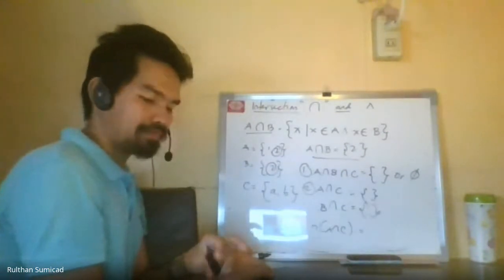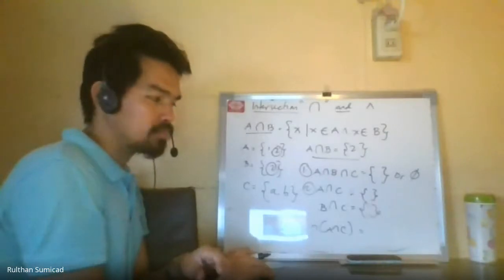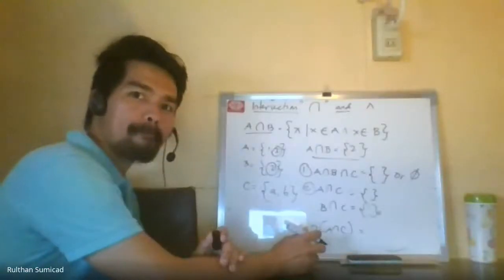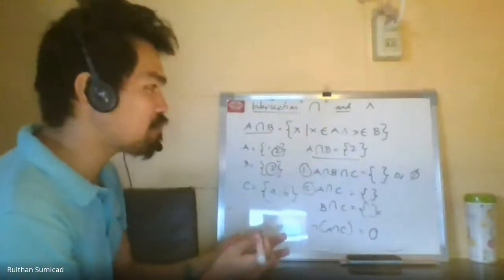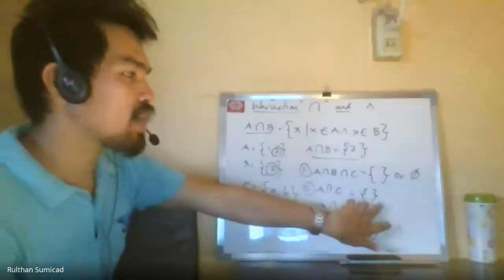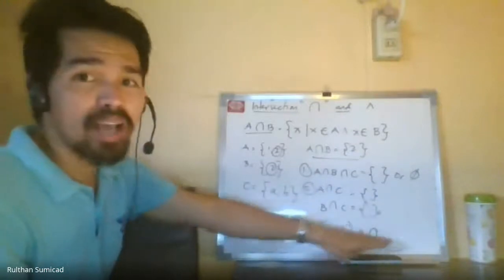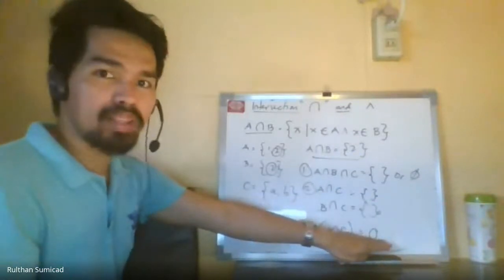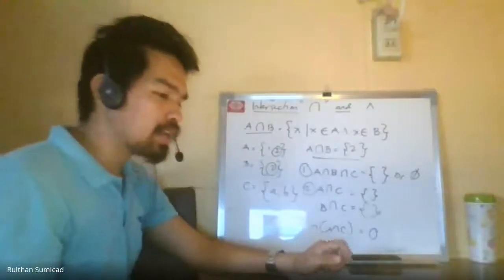So what if I ask you, what is n of A intersection C? What's the answer? 4, sir. Hmm? Empty, sir. The answer is zero. You cannot say four, because remember, your set A intersection C is empty. When it's empty, it means there's no element at all. Therefore, when it comes to its cardinality, the answer is zero, meaning no element in that set. Any clarification?